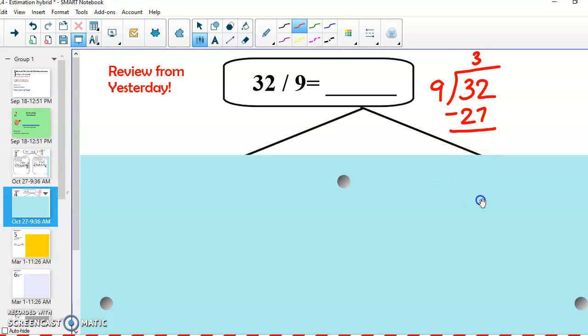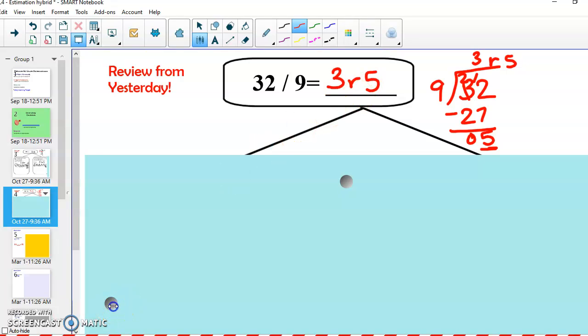So I will subtract. I cannot do 2 minus 7, so I'm going to borrow from the tens place, make that a 20, and this a 12. Now I can do 12 minus 7, which is 5, 2 minus 2, which is 0. And so this number left over is less than 9, so that's my remainder. And so my answer here is 3, remainder 5.